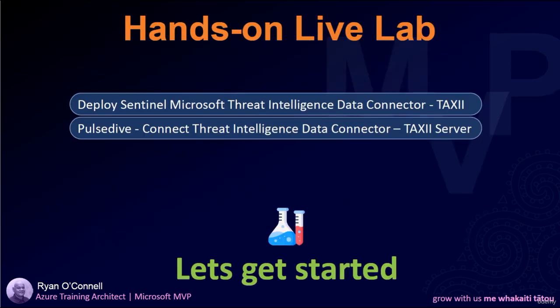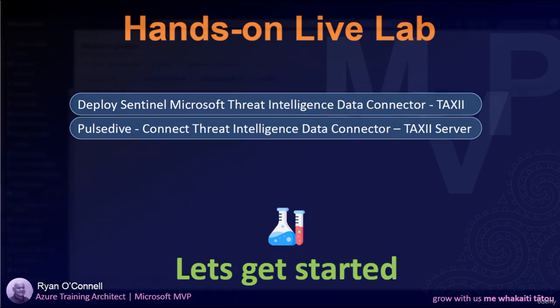So that completed, in our lab we're going to deploy the Microsoft Threat Intelligence TAXII connector. We're then going to use Pulsedive and connect that threat intelligence connector to Pulsedive so that we can start ingesting data and learn how to use these various connectors in Microsoft Azure Sentinel. I'd like to thank you for viewing, and I look forward to seeing you in the lab.